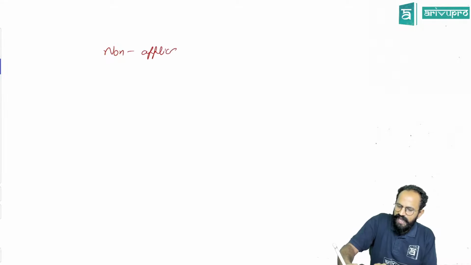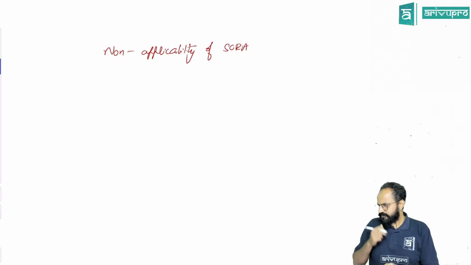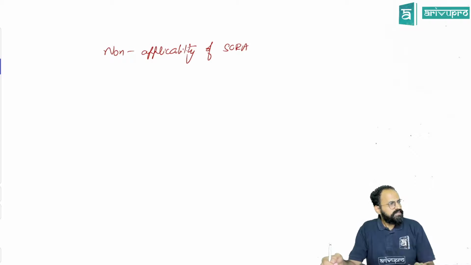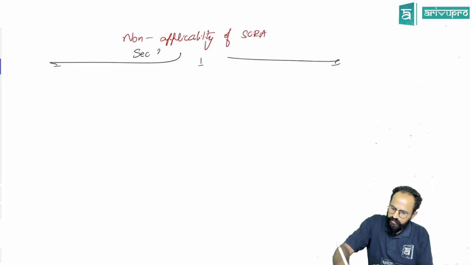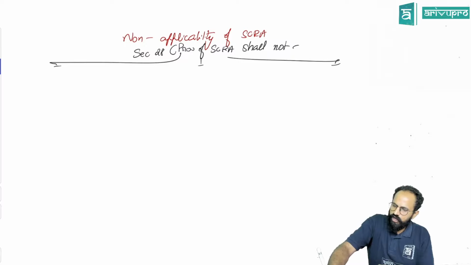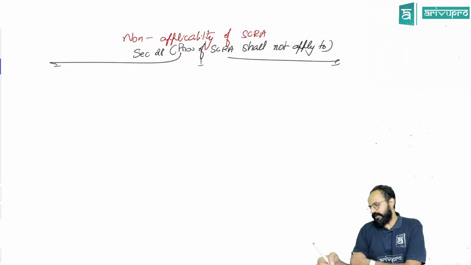Meaning, this act will not apply to certain people. Able to understand it? Olivia, able to understand? Just write down this one line here. Section 28, provision of SCRA shall not apply to.